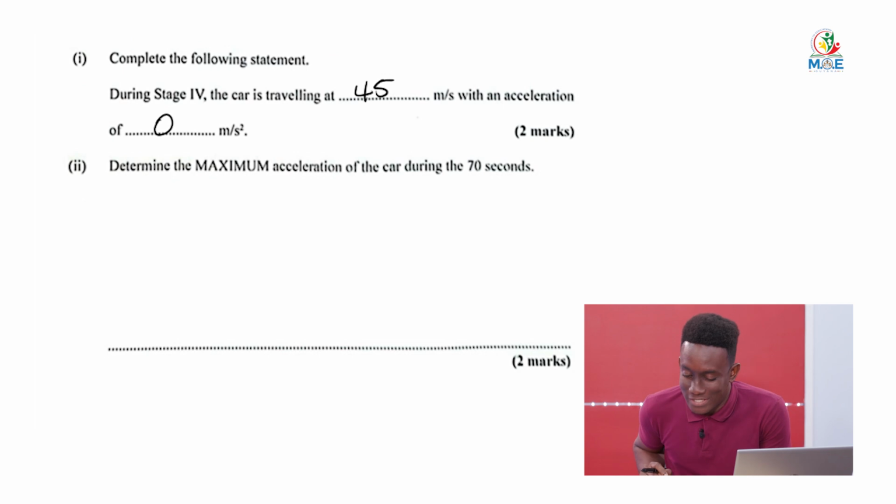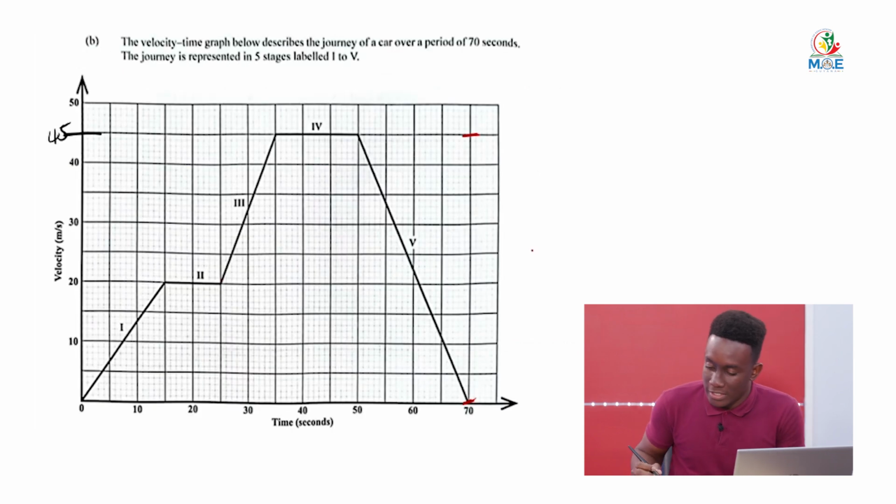So the next question says, determine the maximum acceleration of the car during the journey, 70 seconds. So in order for us to calculate acceleration of each stage of the journey, we just simply find the gradient of the line. That is how we find acceleration. So it's rise over run. So for the first leg of the journey, let's calculate the acceleration.